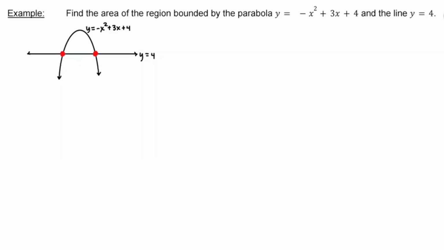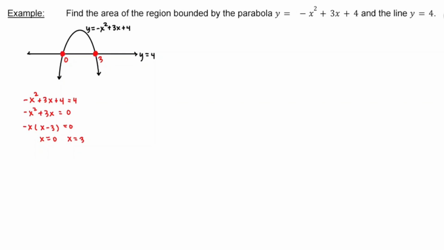In order to find those, I'm going to need to set the two things equal to each other because they have the same y coordinate at those points. So y equals negative x squared plus 3x plus 4 is going to equal y equals 4, and then I'm going to start solving. If I subtract 4 from both sides, this thing looks very factorable. Then I can find that x will equal 0 or 3, and those are going to be my intersection points.